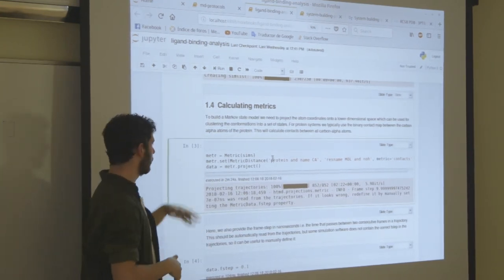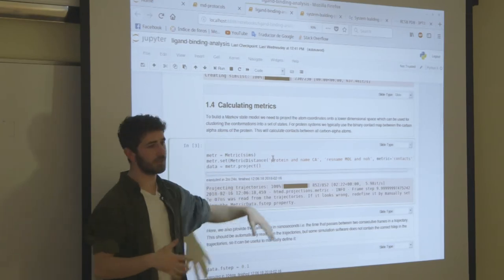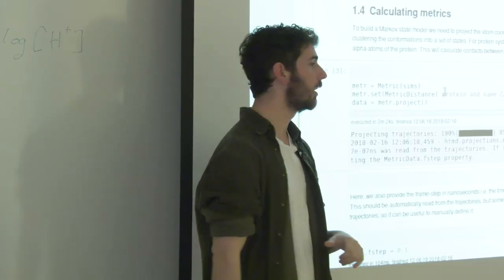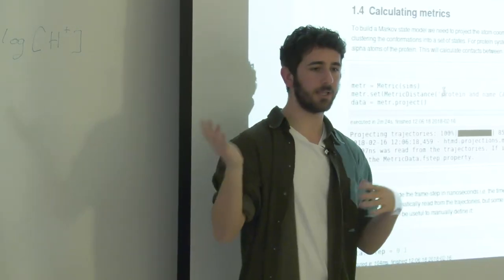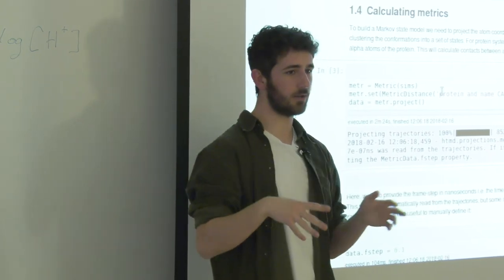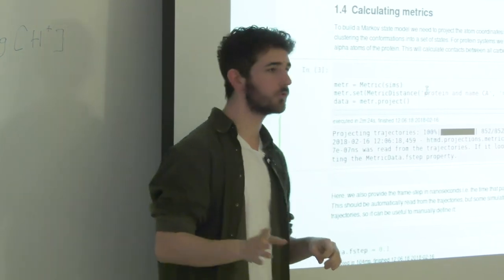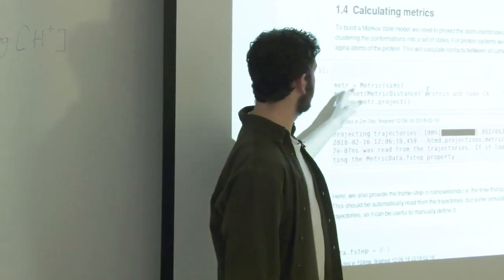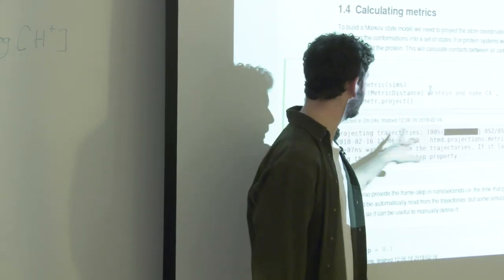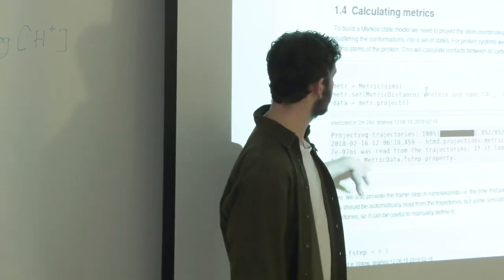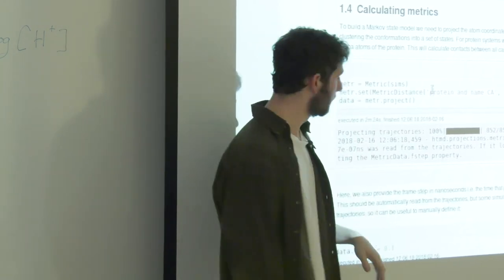This metric object serves us to project the coordinates into different features. They can be distances, contacts, secondary structure, or also surface accessible area. HTMD provides different tools to make this projection. You just set the projection you want, and you actually project the data. It has already been computed.